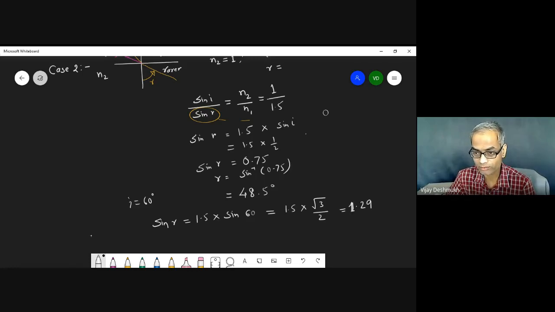Now you tell me, what is the inverse value of 1.29? Sin inverse value. Can you calculate?